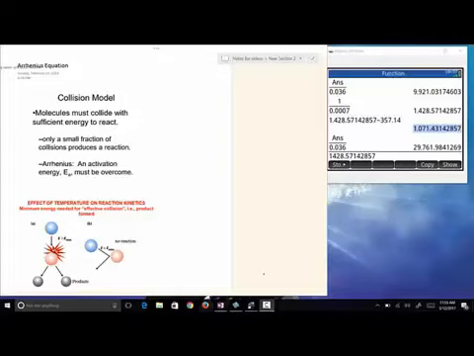Because if you think back, we talked about our collision model, and molecules have to collide with sufficient energy, and they have to have proper orientation. So this last calculational topic is going to bring in the temperature and our orientation.